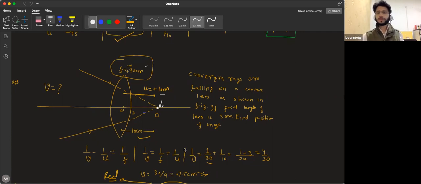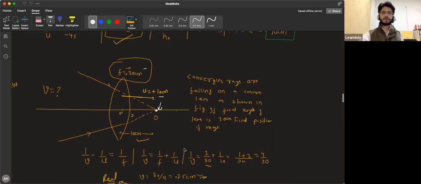So what does plus 7.5 mean? It means that rays are converging in the forward direction. So it means your rays after refraction will converge somewhere here. Someone was asking about the nature of the image. So is it a real image or a virtual image, Nabil? No, the rays are actually converging. If the rays are real, the image is real, and it has to be inverted if it's real.